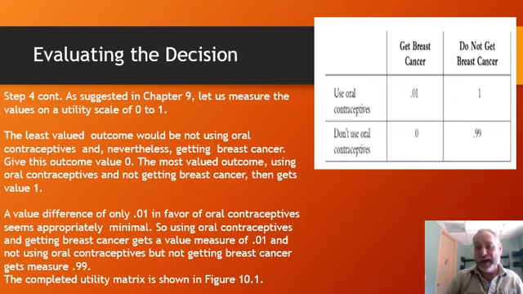Okay, we've got our four outcomes, and the ranking is pretty clear. The best outcome would be you get to use oral contraceptives, you get all the benefits of that, and you don't get breast cancer. The worst outcome would be you don't use oral contraceptives, you get none of those benefits, and you get breast cancer anyway. So using oral contraceptives and not getting breast cancer, we assign a value of 1. So this is the Ramsey method. I feel this may be, of these two lectures, the most confusing part.